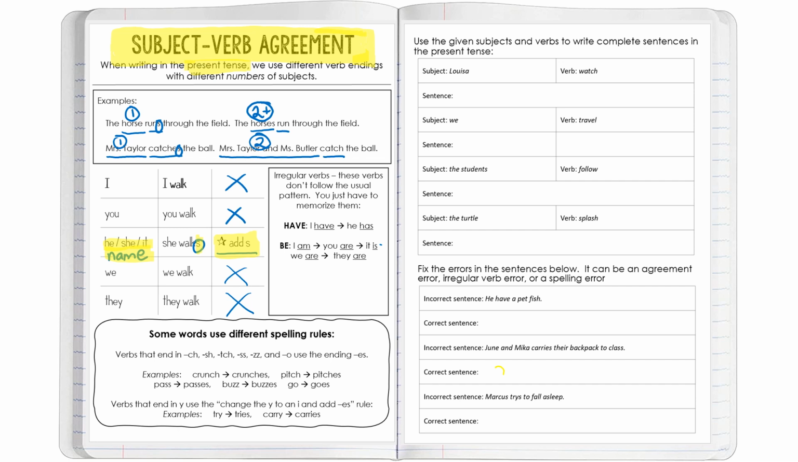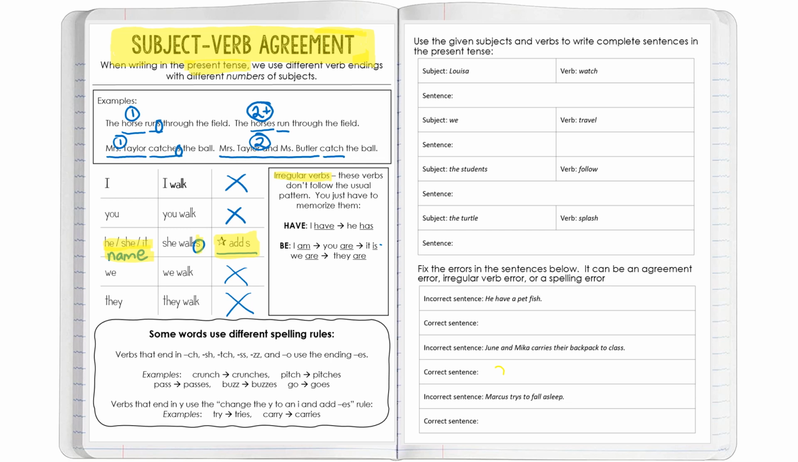Now, the next thing I want to point out is that because we're talking about English, we have some verbs that don't follow the rule. They're called irregular verbs. If you speak other languages, you might know of some irregular verbs in your own language. So we're going to highlight over here where it says irregular verbs. Irregular verbs are just verbs that don't follow the usual pattern. You just have to memorize them.